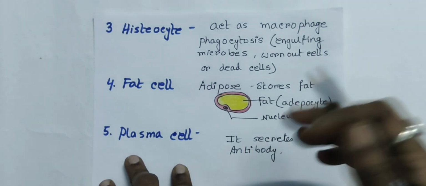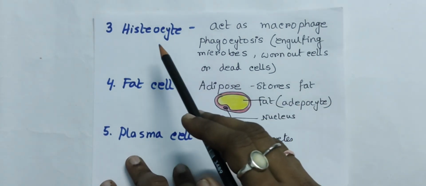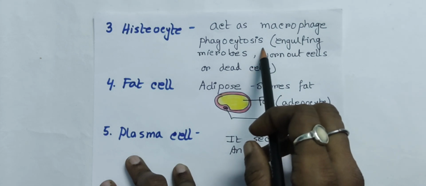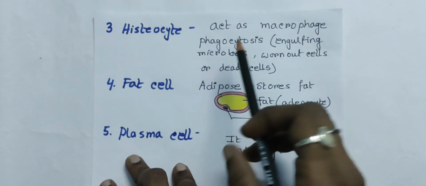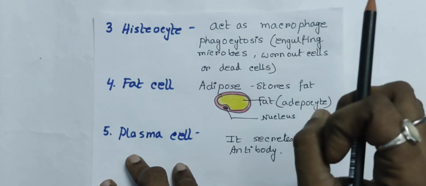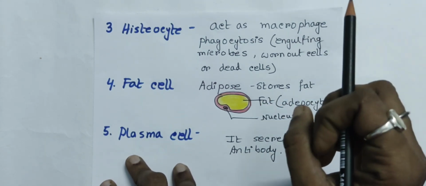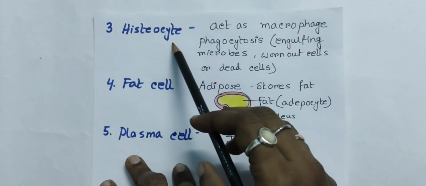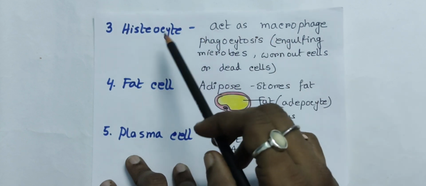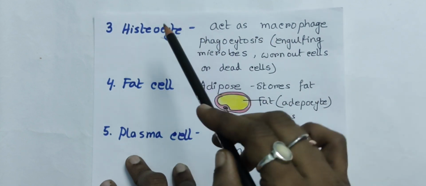There are other cells as well. Next, the histiocytes act as macrophages, for phagocytosis. Macrophage acts as a phagocyte. Whenever any microbes, bacteria, or other cells come, it phagocytoses those cells. That is the function of the macrophage. So the histiocyte is a cell that acts as a macrophage. Here, look, cyte means mature cell.